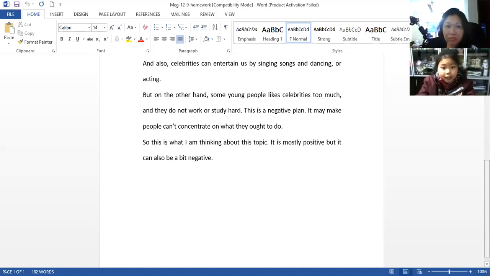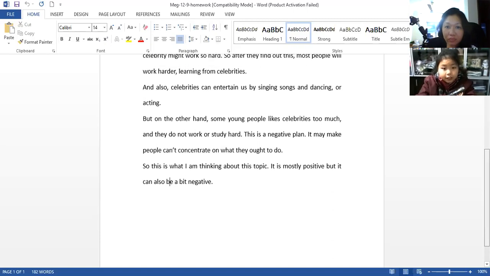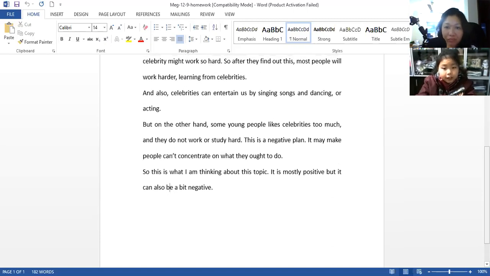But on the other hand, some young people like celebrities too much and they do not work or study hard. This is a negative thing. It may make people can concentrate on what they ought to do. I should read from this. And also, celebrities can entertain us by singing songs and dancing or acting. But on the other hand, some young people like celebrities too much and they do not work or study hard. This is a negative plan. It may make people can concentrate on what they ought to do. So this is what I'm thinking about this topic. It is mostly positive, but it can also be a bit negative.